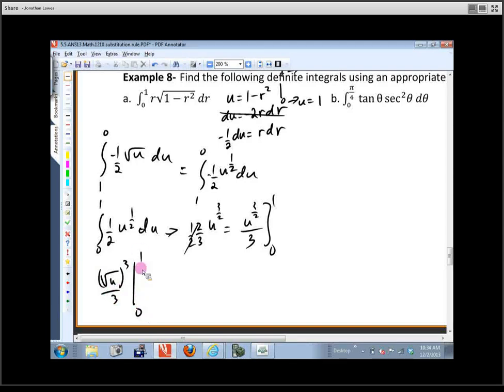Is that okay? Again, not calculus, just rewriting. U to the 3/2 would be the square root of u cubed. You can put the cube inside or you can put it outside. It doesn't matter. Usually it's nice to keep it outside. That keeps the root a little bit smaller. So if I plug in a 1, what do I get? I get a 1/3. And if I plug in a 0, I get 0. So the answer on this problem is 1/3.